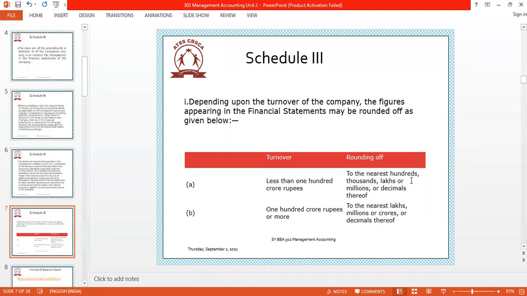If your company has a turnover of less than 100 crore, then you have to round off to the nearest hundreds, thousands or lakhs, depending on that. If your company has a turnover of more than 100 crores, we can round off to the nearest lakh rupees. So we cannot do rounding off to hundreds and thousands in a company which has a turnover of more than 100 crores.